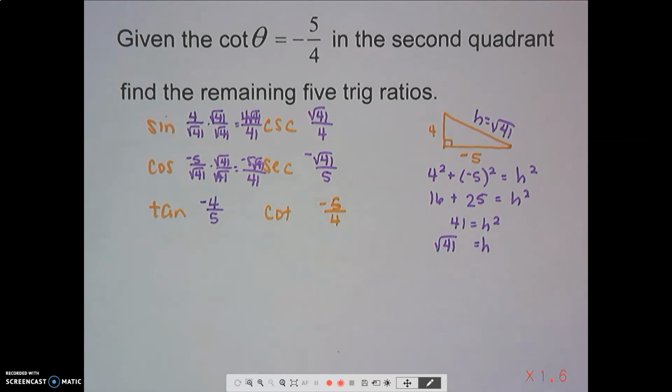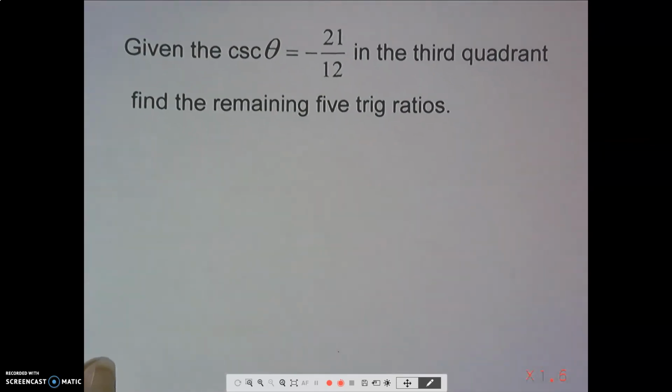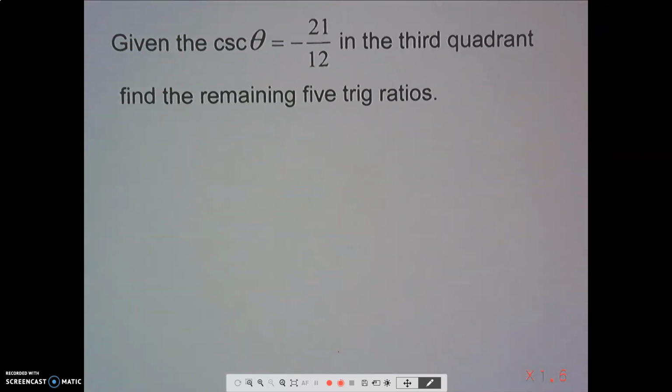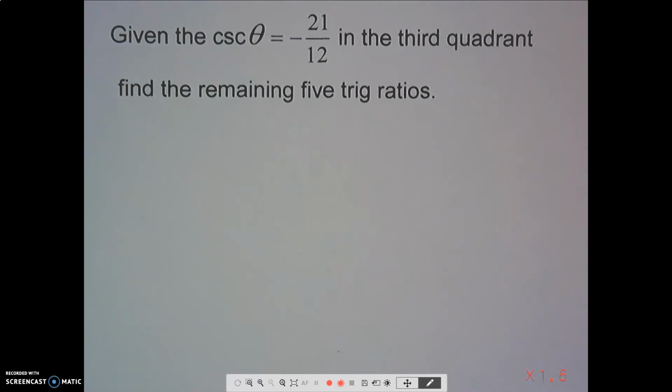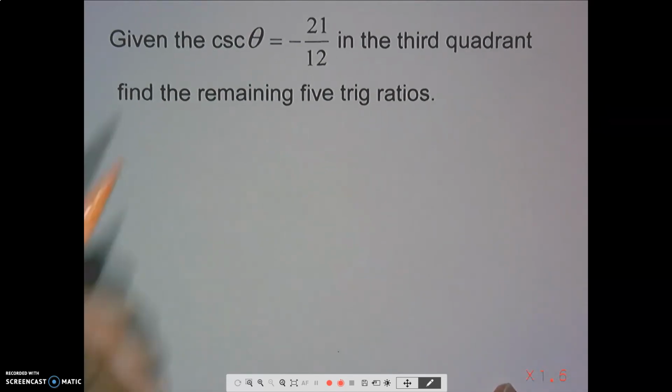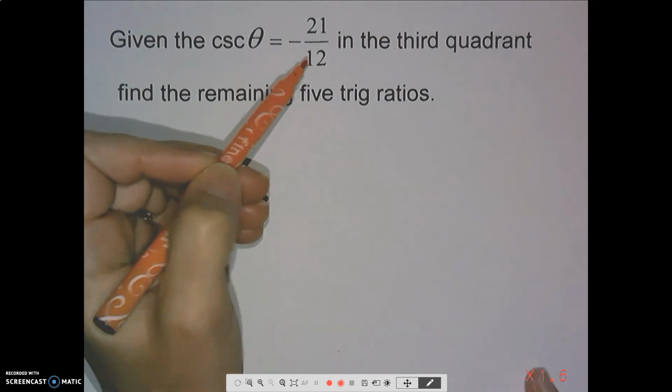So let's look at one more. Here we are given that the cosecant of theta is equal to negative 21/12, and we're in the third quadrant. So one thing that I noticed right away with this one is that 21/12 can be simplified.